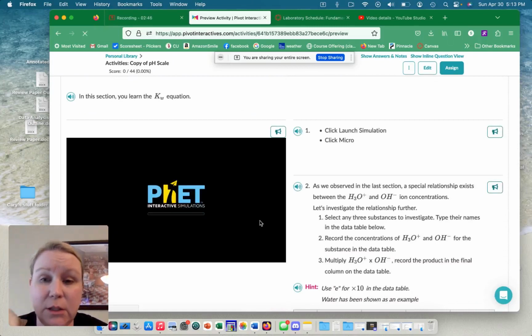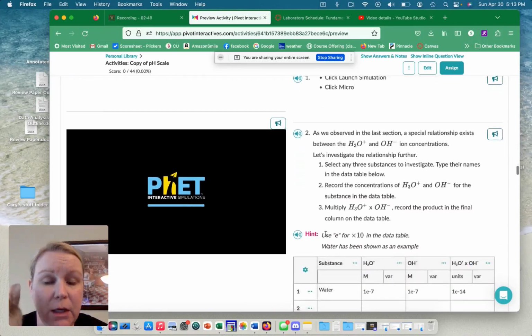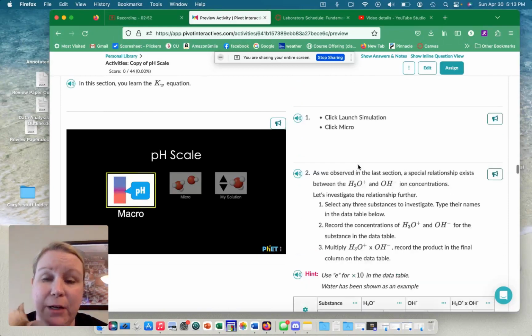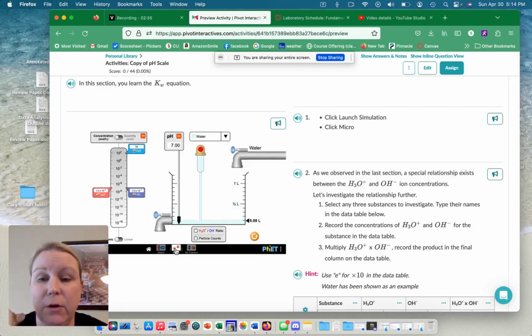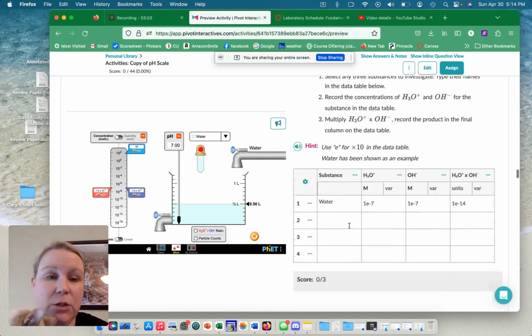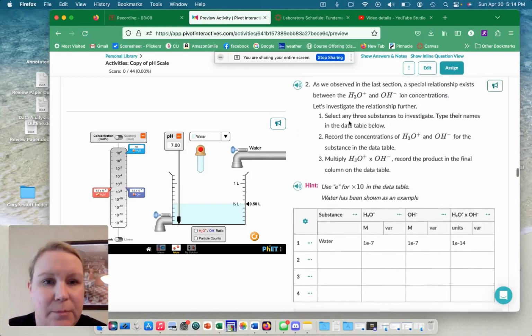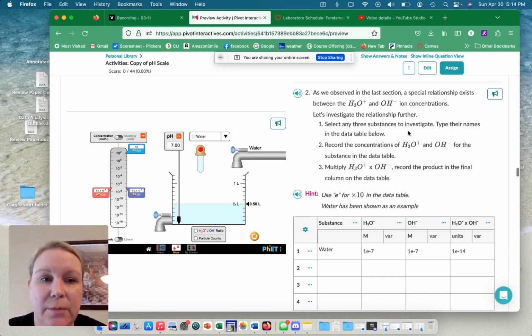Again, you're going to launch a simulation, right? And it asks you to select here micro. Now, if you mess up, say, and select macro here, to go to micro, all you have to do is select that. But you want to select micro there. Then what you're going to do is you're going to come down here and you are going to use E for times 10. But basically, you're going to select any 3 substances to investigate.